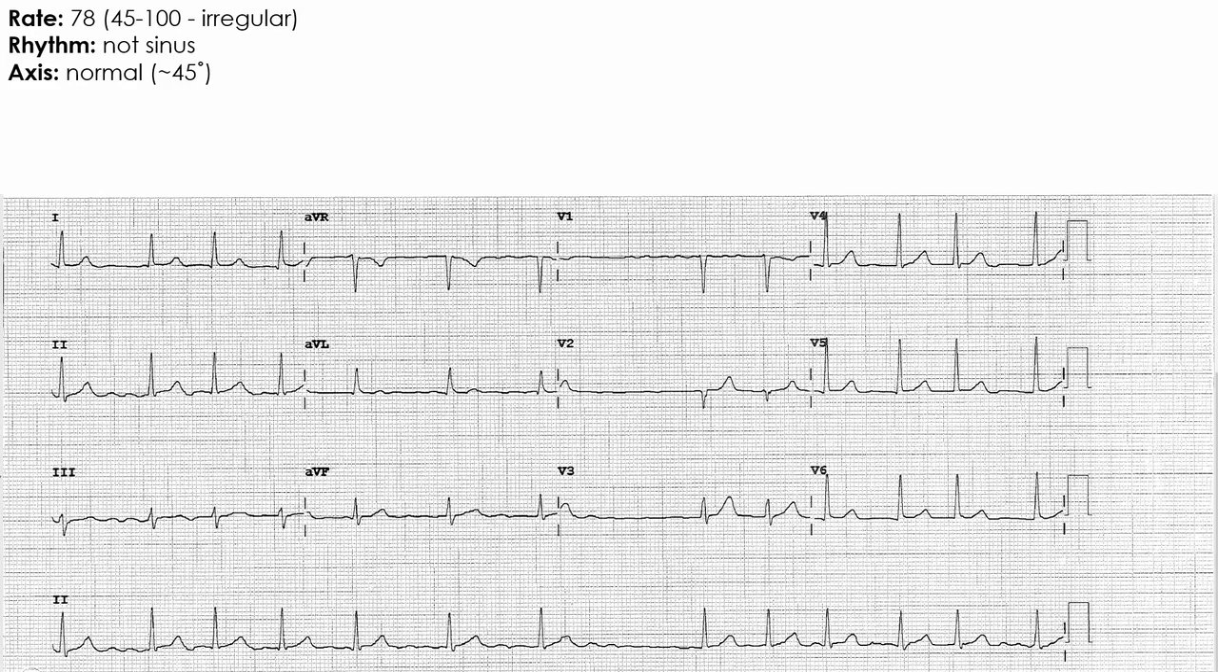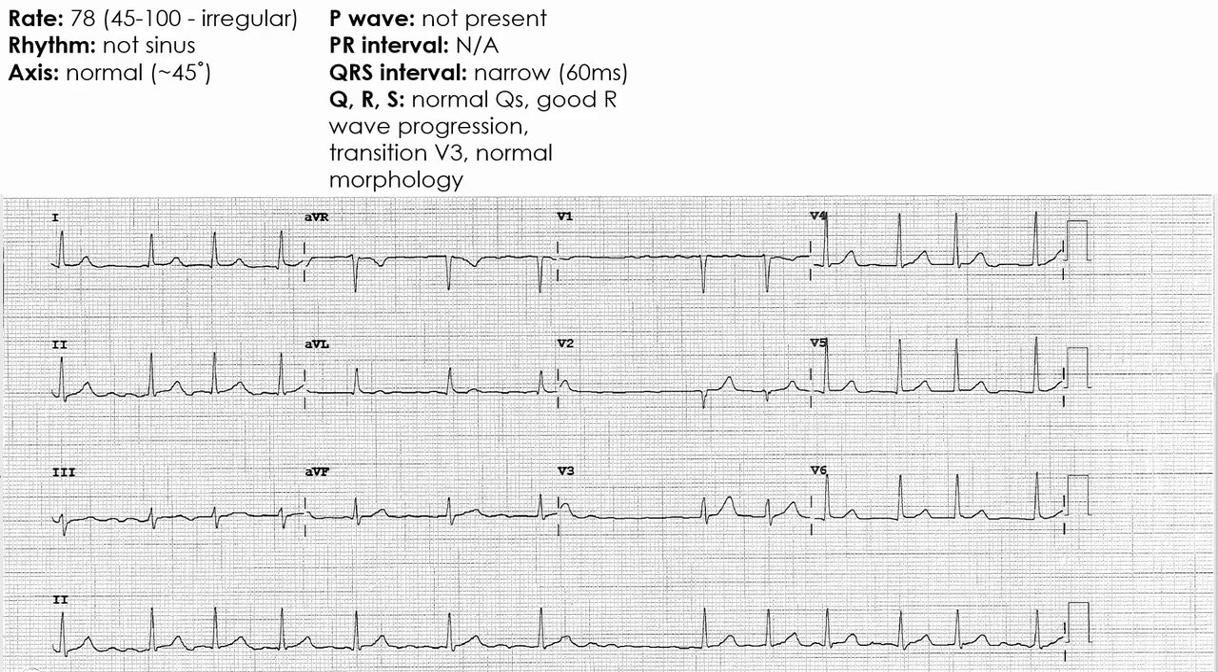Alright, so the rate is 78, it's irregular, 45 to 100 is the range of heart rates that we're seeing here. It's not sinus rhythm, there are no P waves, so definitely can't be sinus rhythm. There's a normal axis at about 45 degrees. No P waves, so I can't measure a PR interval.